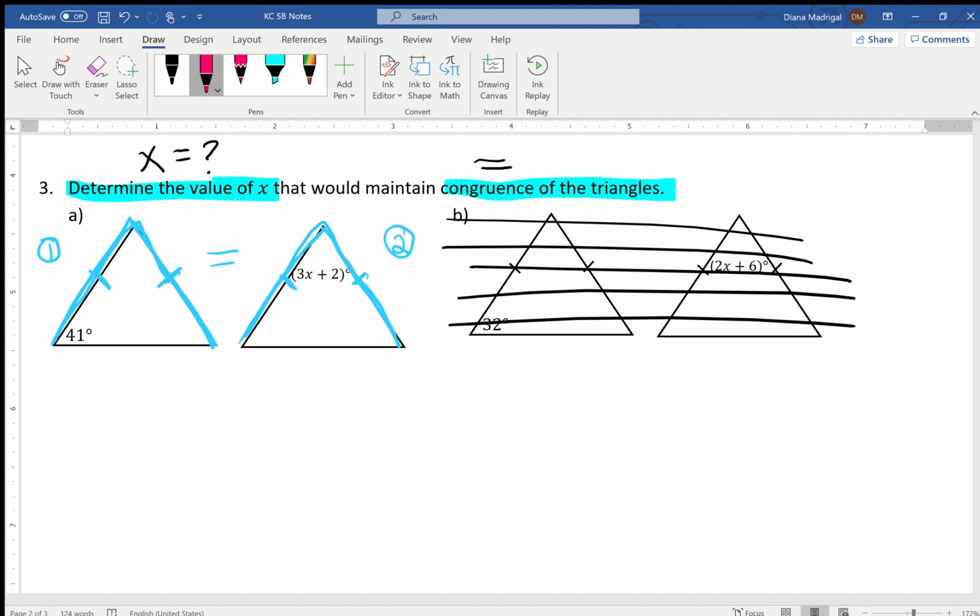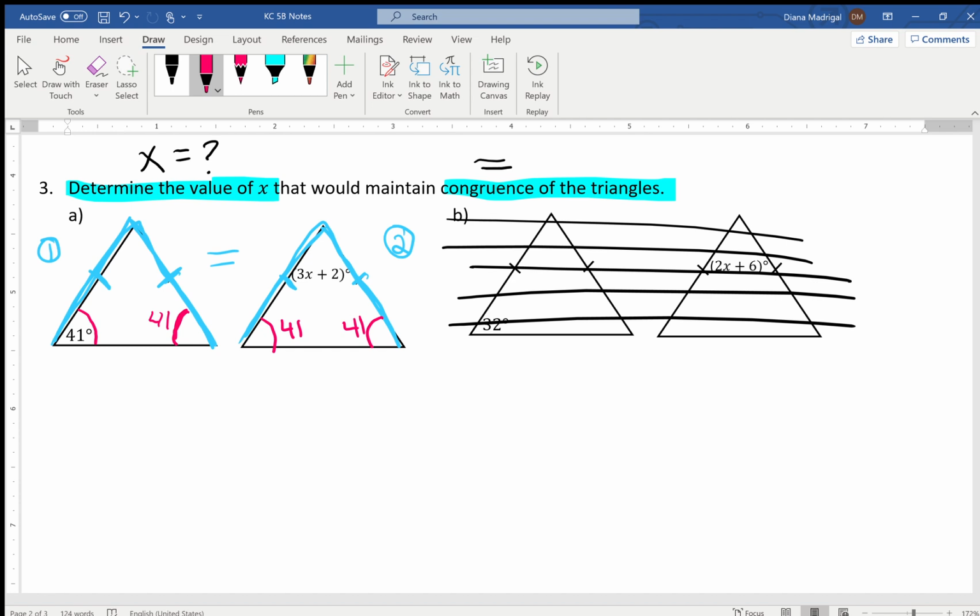What else do we know about isosceles triangles? It forms two angles that are the same. What kind of angles are the ones at the bottom of the triangle? If this is 41, this is also 41. If in triangle 1 we have both of them 41, then for triangle 2 we also have those same angles as 41. That's all I know about this triangle so far. I filled out all the information that I know.